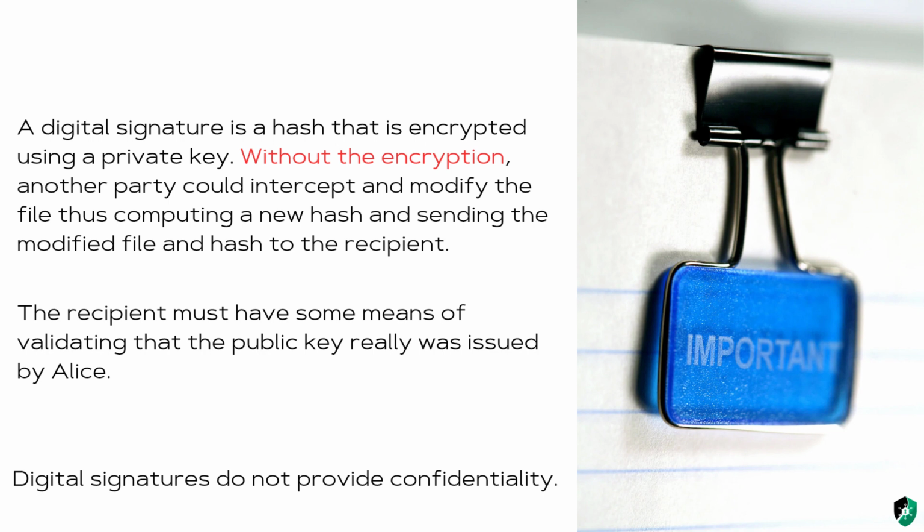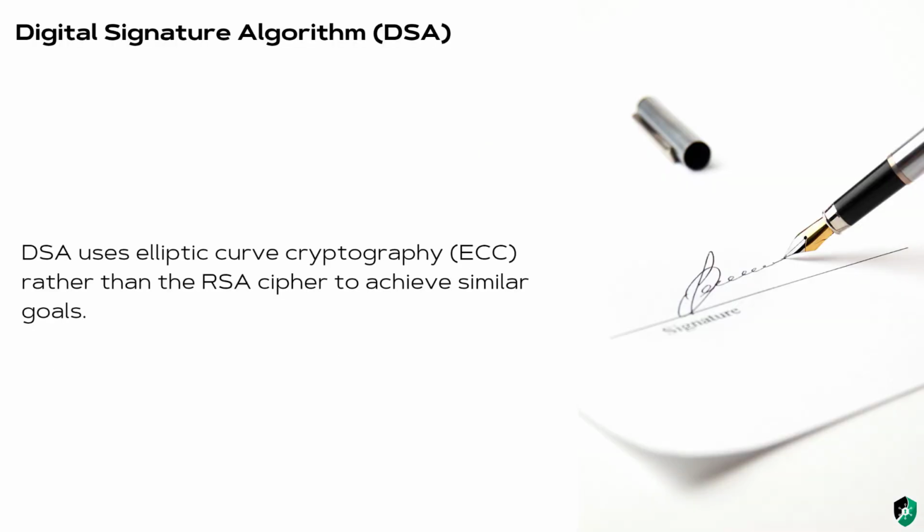Now, it is worth mentioning that the recipient must have some means of validating that the public key really was issued by Alice. Keep that in mind. Now, digital signatures do not provide confidentiality. It's very, very important for you to understand this. They can provide integrity and authentication, but cannot provide confidentiality. Now, there is something known as the digital signature algorithm, the DSA. This typically uses the elliptic curve cryptography rather than the RSA cipher to achieve similar goals.